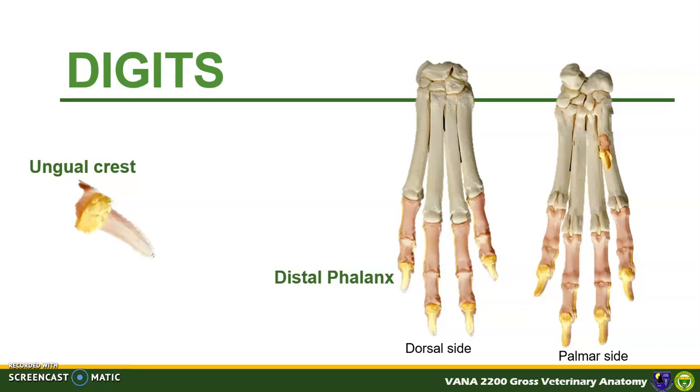The ungual crest is a crescent-shaped shelf of bone at the lateral and dorsal base of the ungual process. Meanwhile, the ungual process is a laterally compressed cone at the distal end of the phalanx. This is shielded by the horny claw.